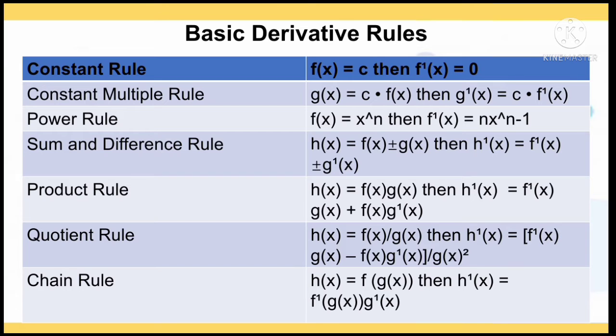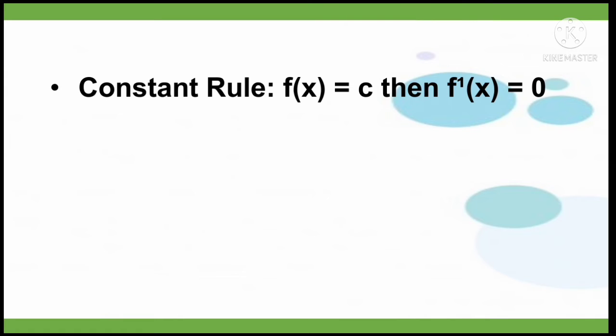So in order for us to apply these derivative rules, let us give some examples for each of the derivative rules. But let me clarify, I do not include the constant multiple rule, for it is understandable if you have already mastered the constant rule itself. So first we have the constant rule, where f of x is equal to c, then f prime of x is equal to 0.